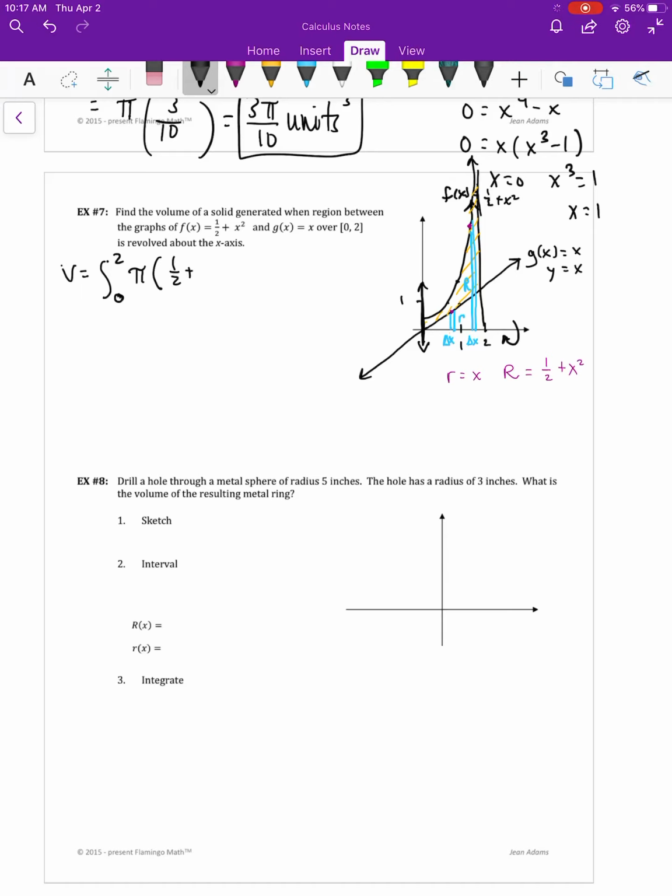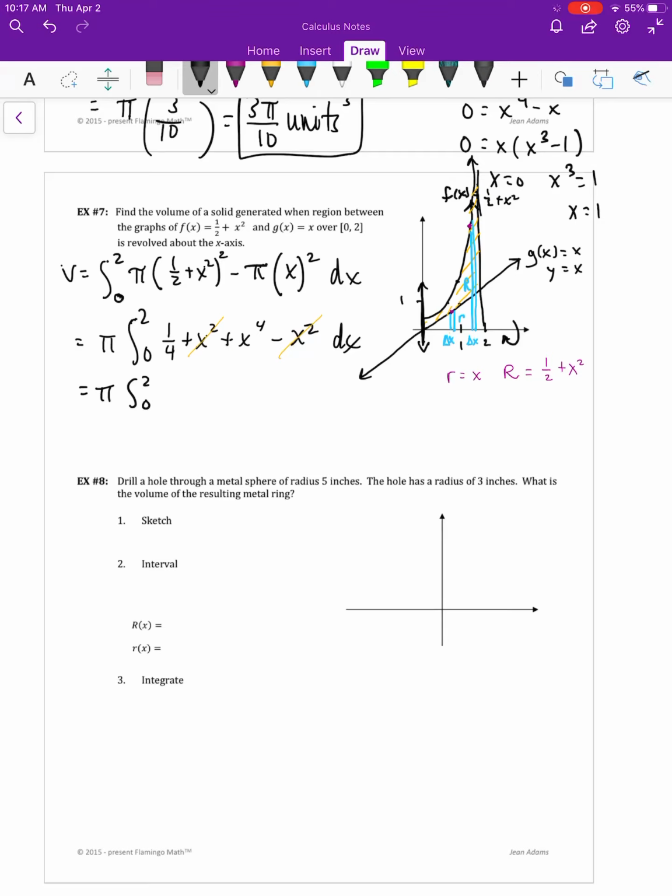pi big R squared minus pi little r squared dx. I'm going to bring the pi out. I'm going to, oops, I forgot my square there. I'm going to square 1/2 plus x squared: 1/2 times 1/2 is 1/4, and then I've got a half x squared and another half x squared, just gives me a whole x squared, and then plus x to the 4th, minus, and then this would just be x squared dx. And so you can see that your positive x squared and your negative x squared go away.